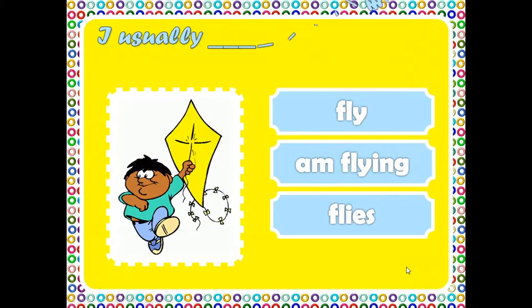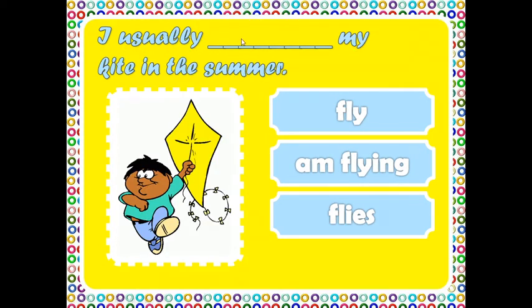Okay? And now, I usually (blank) my kite in the summer. Okay? So, usually, what indicates that it is a routine, right? So, if we're talking about I, we need to change the verb. Flies? I'm flying or fly? I'm talking about I, and it's a routine. So it shouldn't be with ing nor the verb to be. So we need to have fly, correct? Because we're talking about I, and it's a routine, I usually fly.